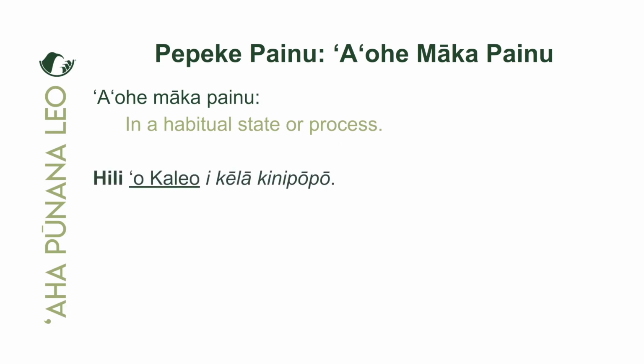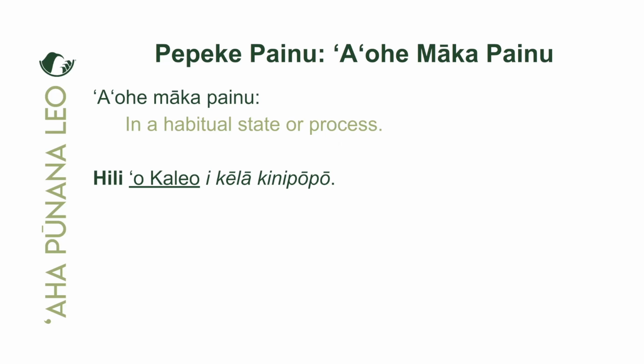Hili ʻo Kaleo i ke kini pōpō. All right, so hili is our painu. ʻO Kaleo is the piko of the sentence, right? And i ke kini pōpō is the ami, and in that ami we have the okena, or the thing receiving the action of the verb. In this case, the verb is hili, which is a hamani. Okay, hamani type verb.